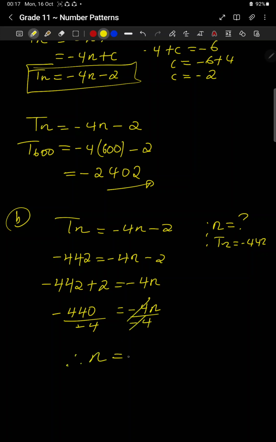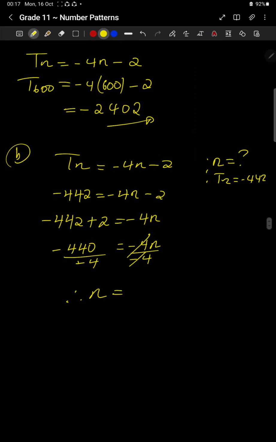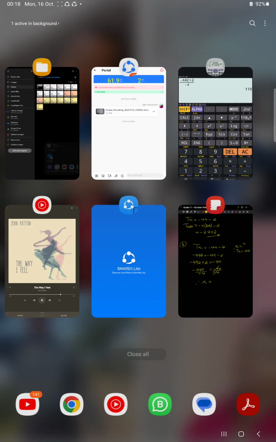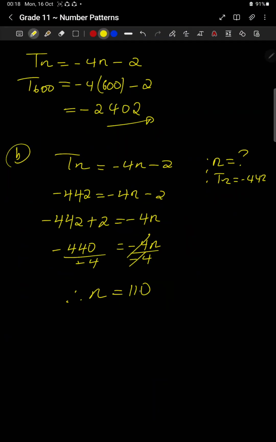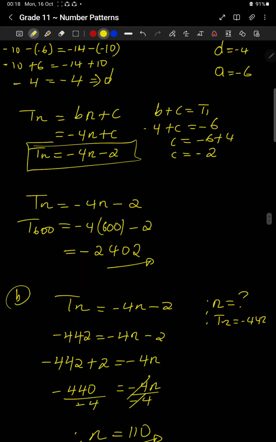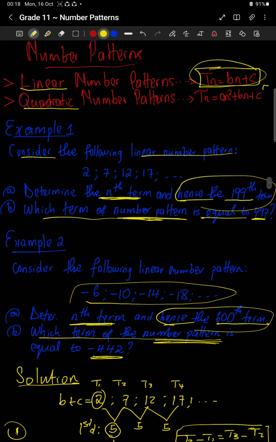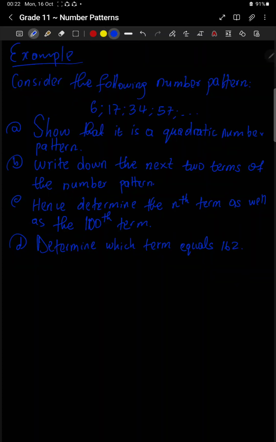So therefore the value of n must be equal to, let's just double check this on our calculator. So we've got negative 442 plus 2, and then divided by negative 4. So it's 110. That's perfect. It's 110. So the term number must be 110. So we have done now with these 2 examples. Now we go straight to quadratic number patterns.